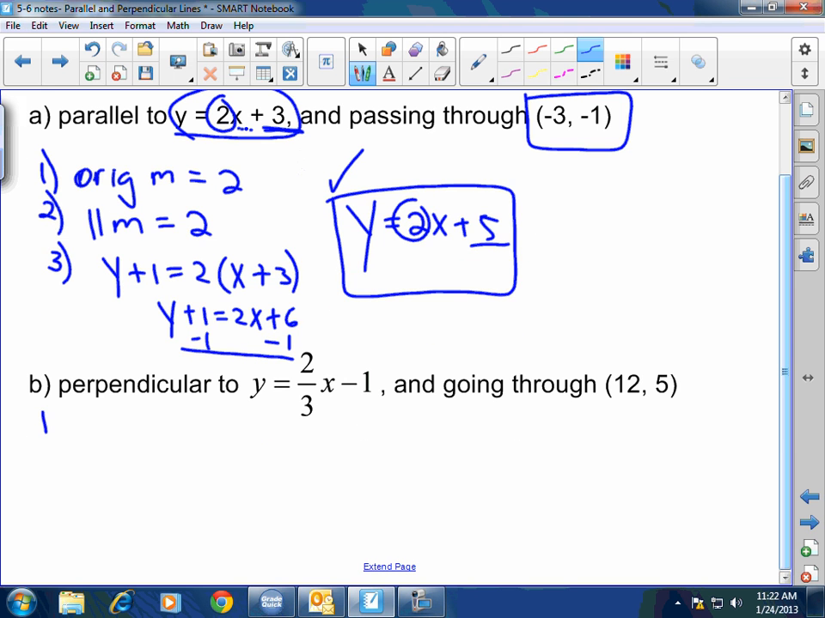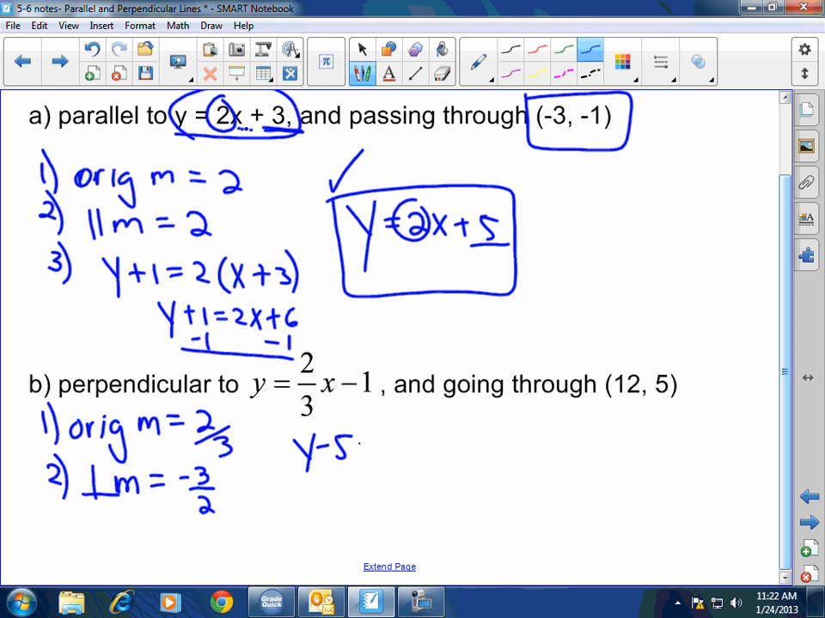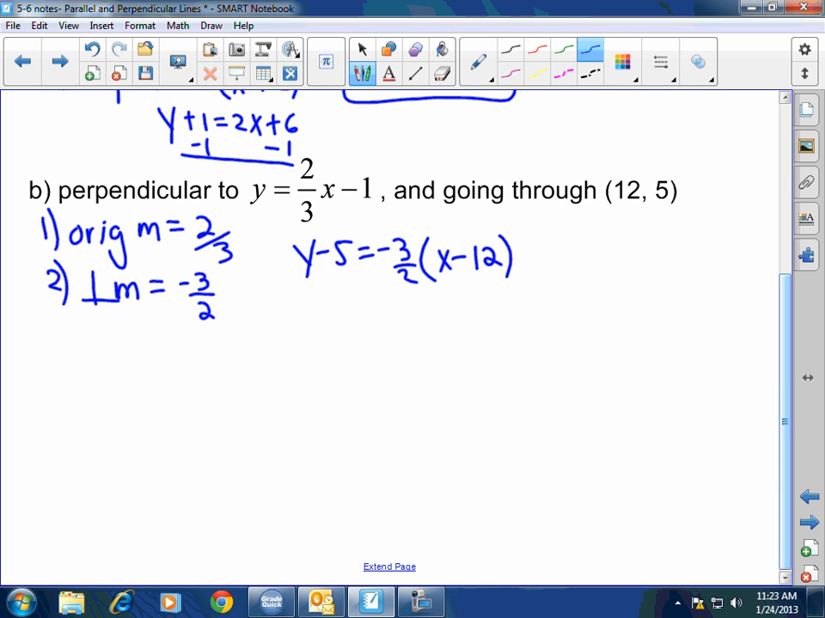Step 1, original slope. What's my original slope, my brothers? My original slope is 2/3. Okay, step 2, what's my perpendicular slope? Negative 3/2, because remember, negative reciprocal: you multiply by a negative and flip. Now you go y minus y1 equals m times x minus x1. Solve for y. So you distribute that 3/2 x.